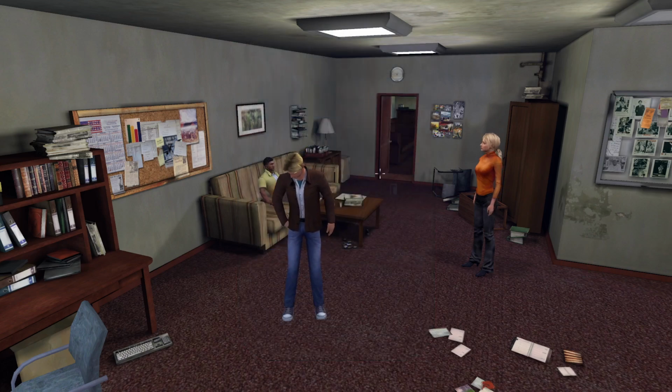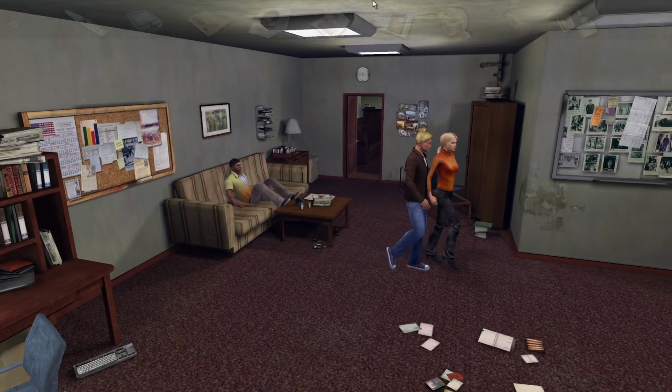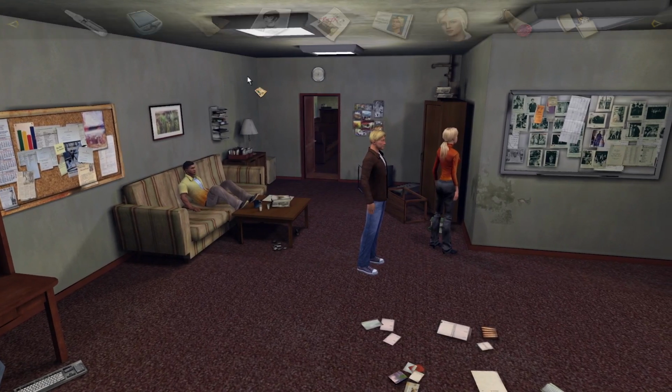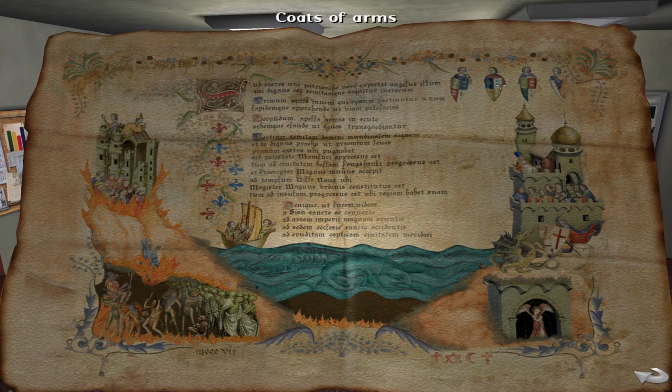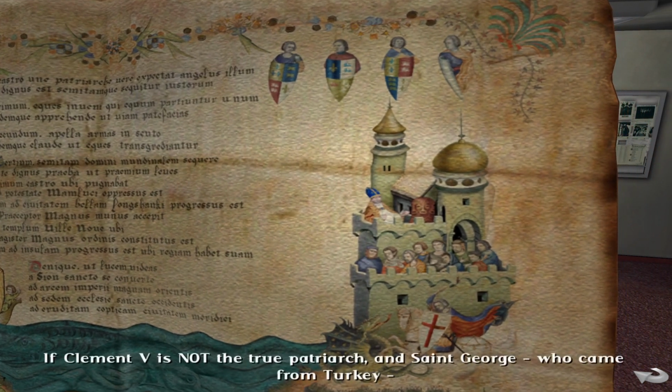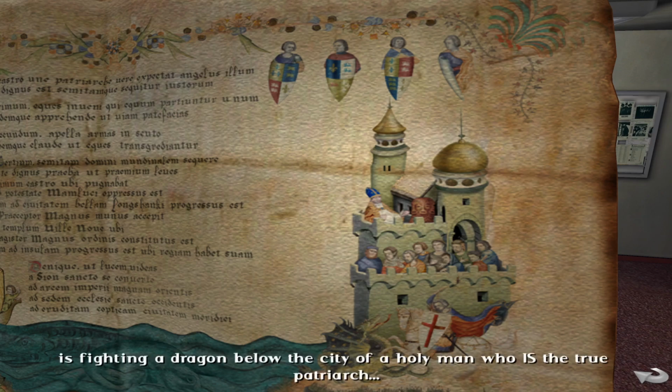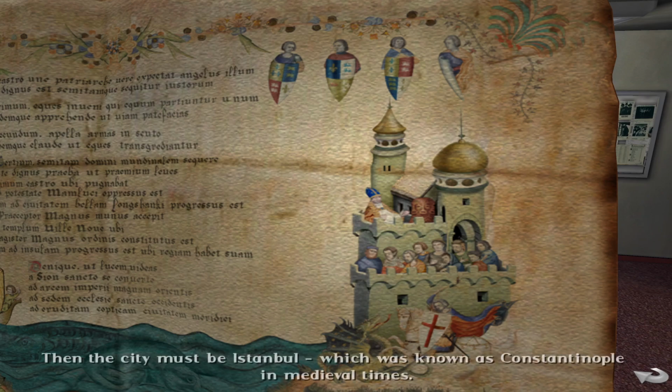Can we come out of this? I don't know if we've got what we needed from that. I don't know. Have we still got the manuscript here? Yeah, we have. Let's try looking at it. Okay. So the Holy Man, right? Clement V is not the true patriarch, and St. George, who came from Turkey, is fighting a dragon below the city of a holy man, who is the true patriarch. Yes? Then the city must be Istanbul, which was known as Constantinople in medieval times.